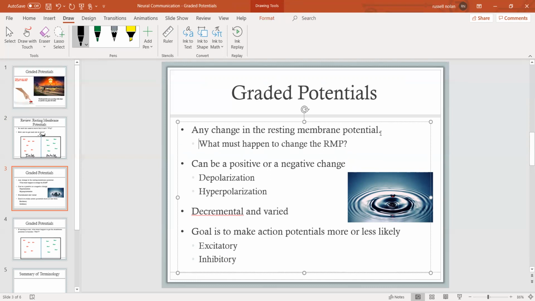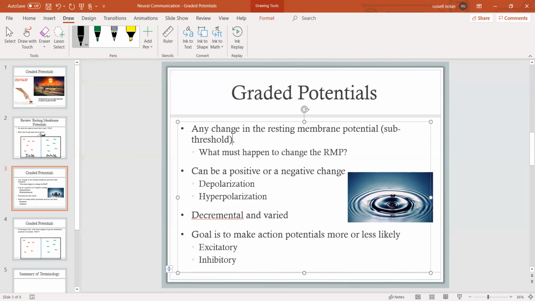So we can say a graded potential is any change in the resting membrane potential. I guess one important little caveat to add is that it is sub-threshold. Now this is a term that I haven't mentioned a lot, is threshold, but just know that threshold is kind of the end goal. Threshold represents the value of the action potential. So when a neuron's membrane potential reaches threshold, you have pushed the button and you have generated an action potential.